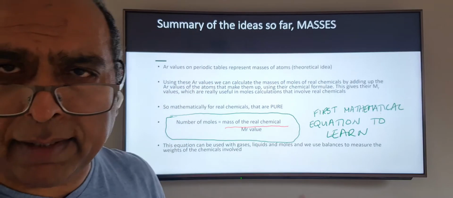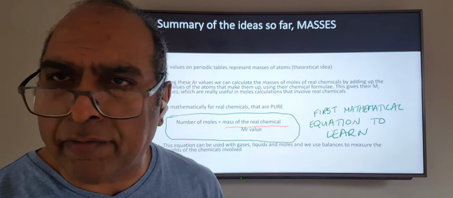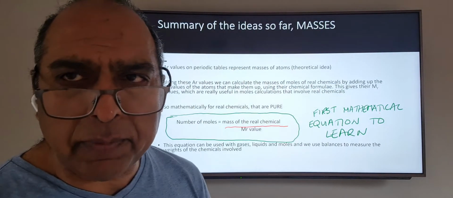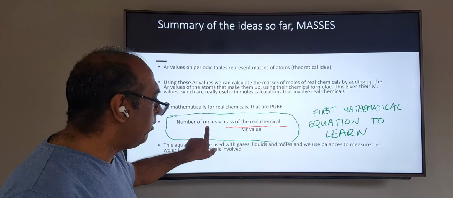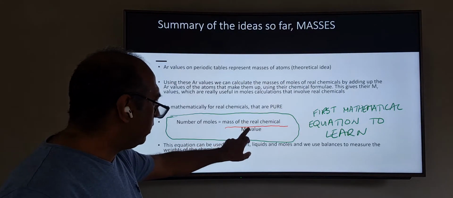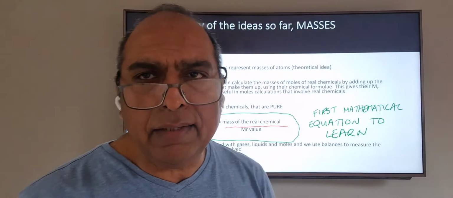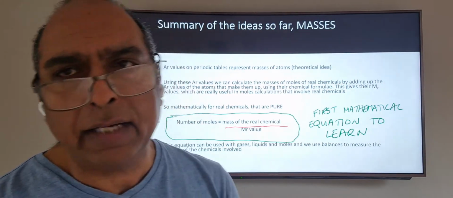This equation here that I've got in green, you learn it, learn to rearrange it. You've got 3 unknowns. Sometimes you'll be given 2 of them. You've got to work out the other one. You may be given the MR value, a number of moles, and work out how much mass you've got. Or you might be given the mass and the number of moles and work out the MR value. Any one of those 3, rearranging them is a mathematical exercise, and you should be able to do it.